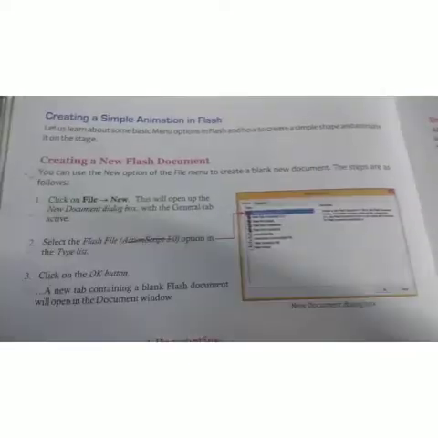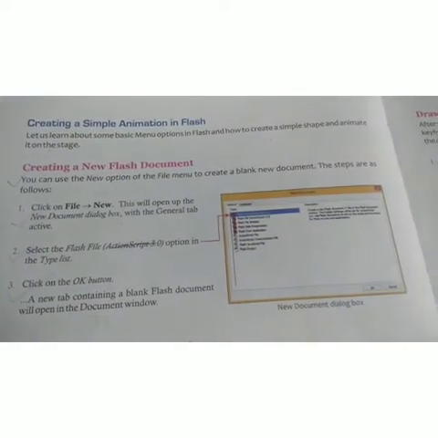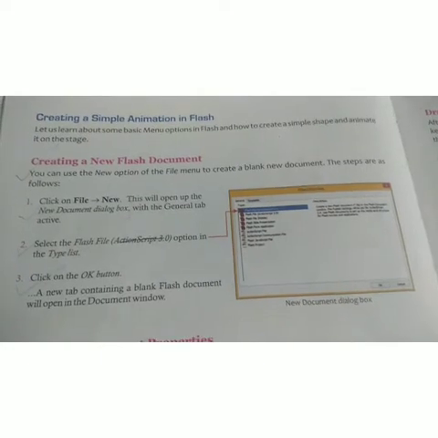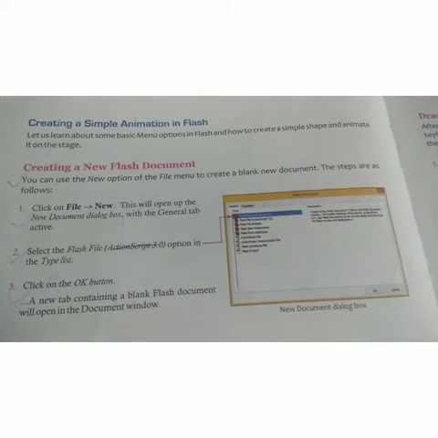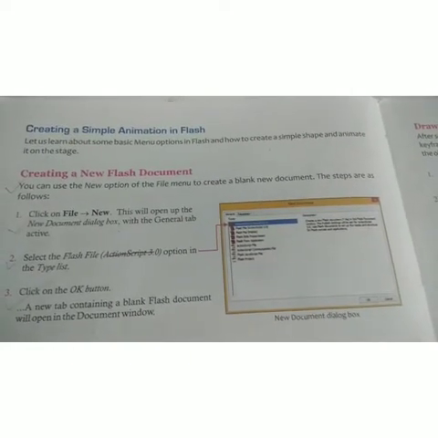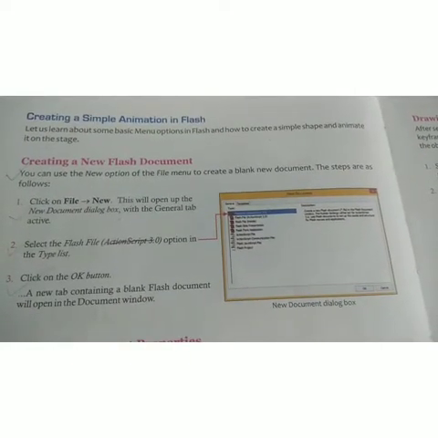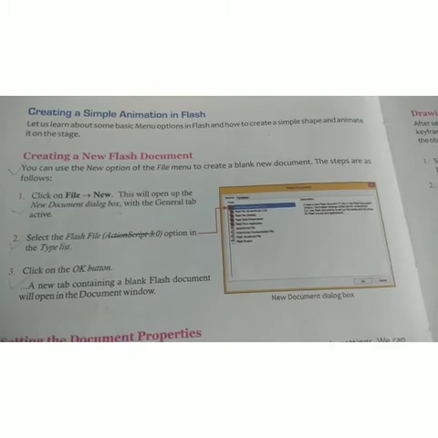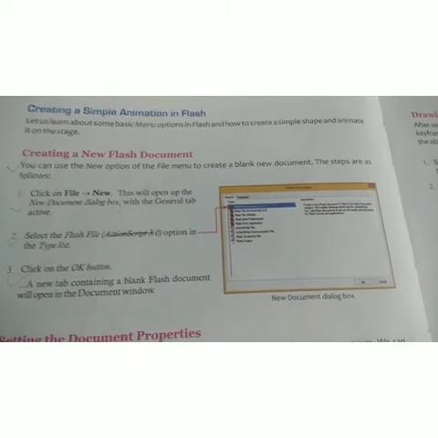Now the next topic is creating a simple animation in Flash. Let us learn about some basic menu options in Flash and how to create a simple shape and animate it on the stage. Creating a new Flash document: you can use the new option of the file menu to create a blank new document. The steps are as follows.